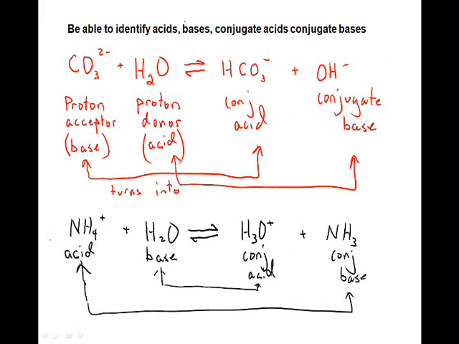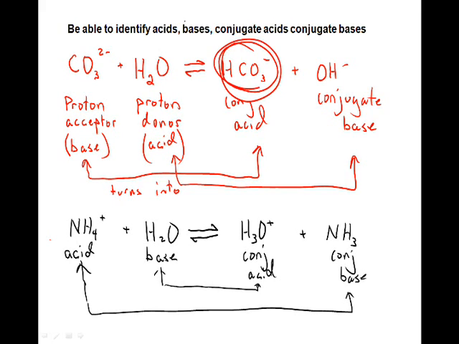So here is one example, and notice that these always occur in pairs, and you should be able to identify the acids, bases, and conjugate bases in any of these kinds of systems. Often it becomes vitally important to be able to look at a species like this and identify it as the conjugate acid of some base, or to look at this and identify it as the conjugate base of some acid.